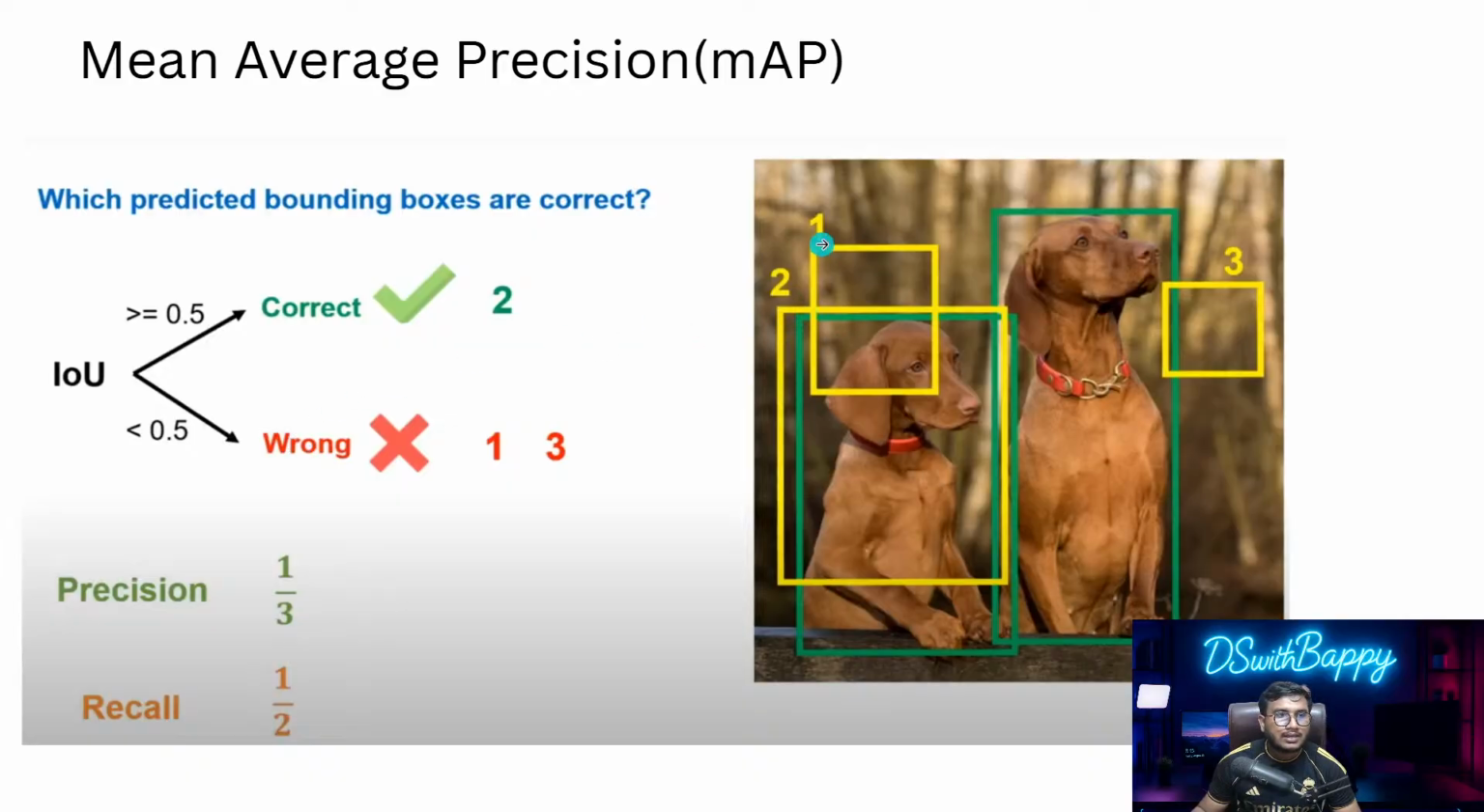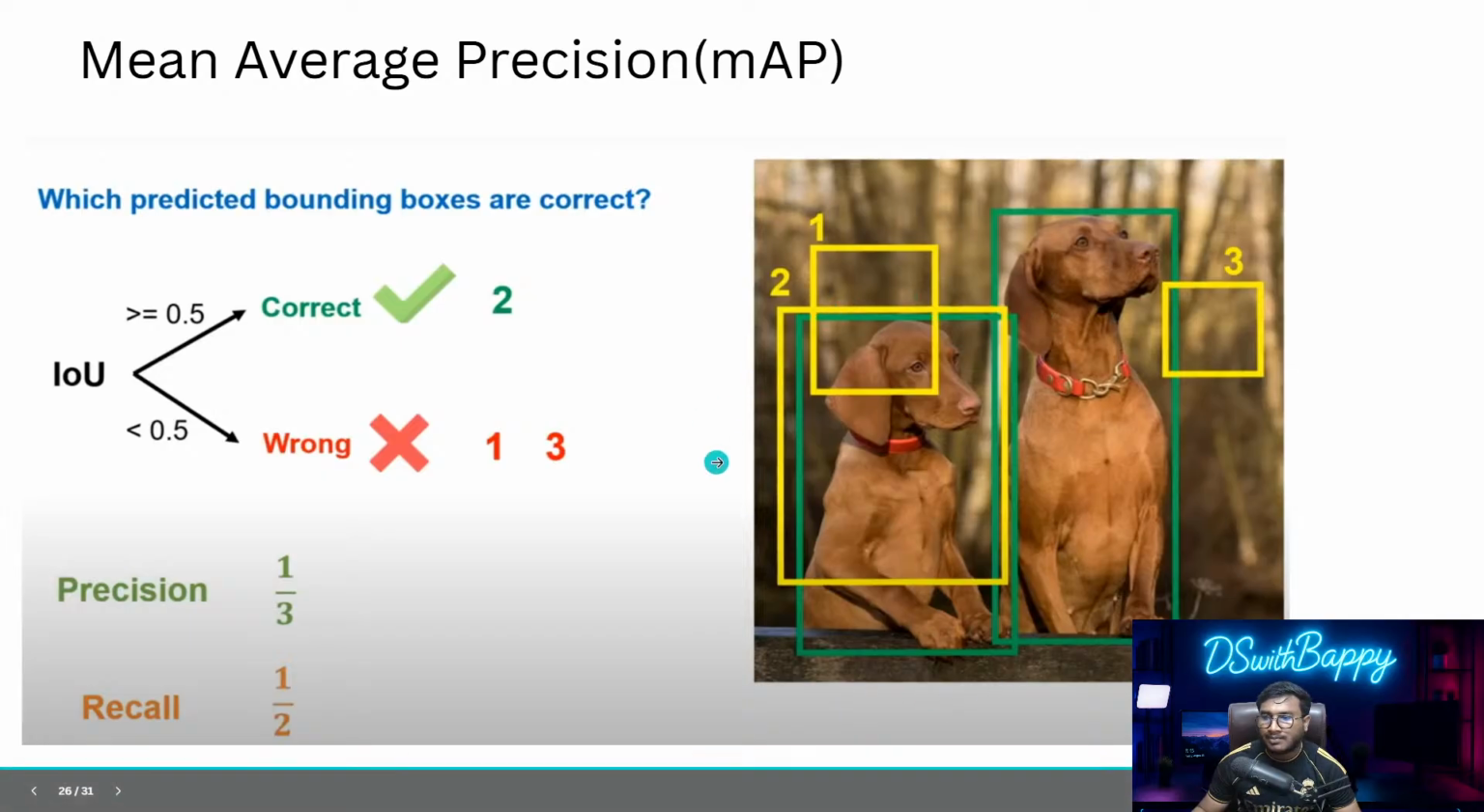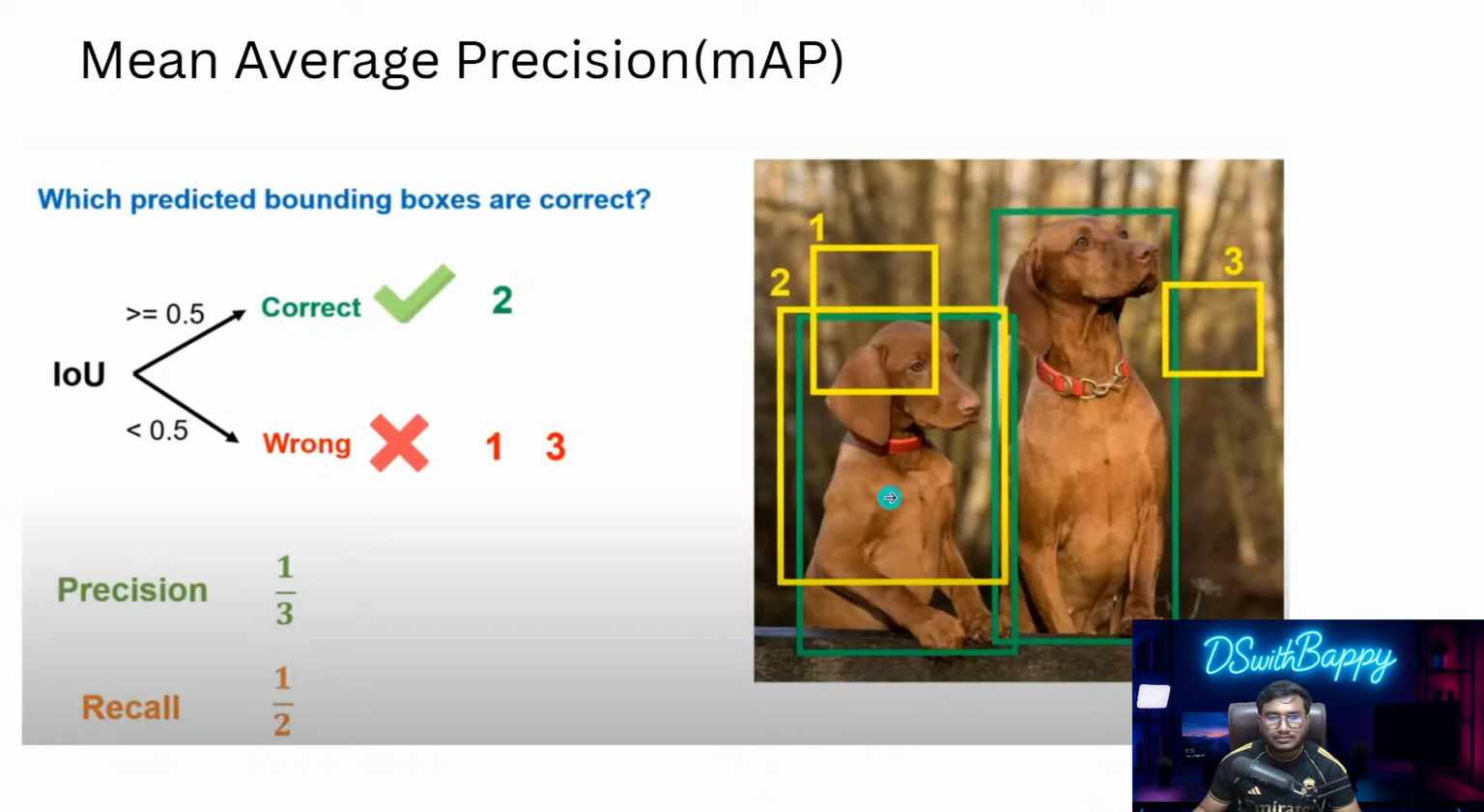Now you can see 1, 2, and 3. Number 2 is getting more intersection over union, that means it is more than 0.5. You can see this number 2 is detected closely to the ground level, that means your actual label. That's why I can consider number 2 detection is correct, and 1 and 3 are not correct.